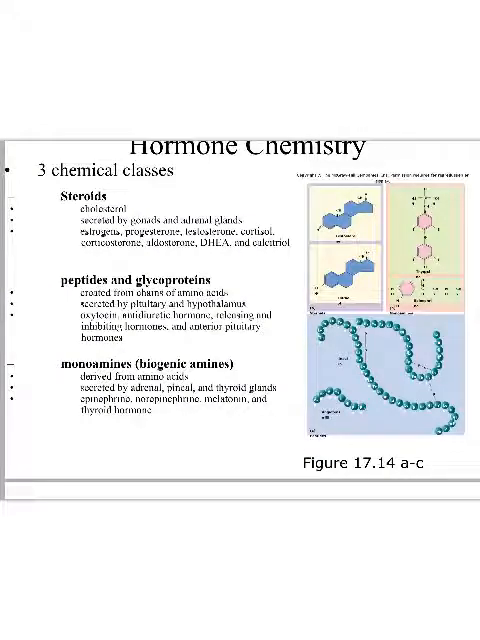Now hormone chemistry. There are 3 chemical classes of hormones. I want you to know this in general, and I want you to be familiar with some examples of them. Steroids are formed from cholesterol, and steroids typically have a 4-ring structure: 1, 2, 3, 4. Steroids are definitely secreted by the gonads and the adrenal glands. So usually you're looking for O and E at the end.